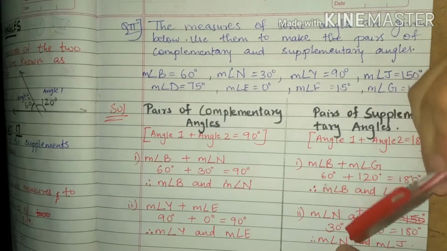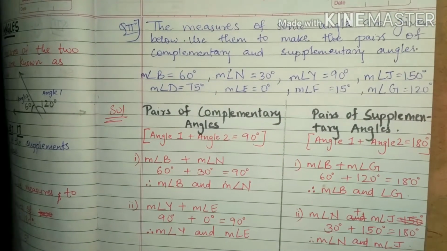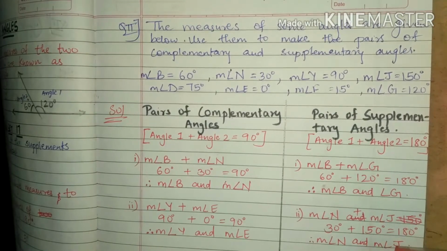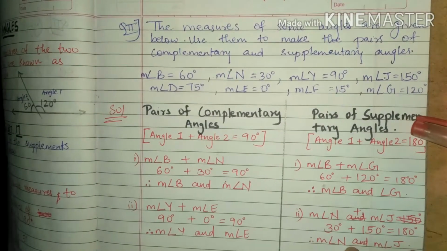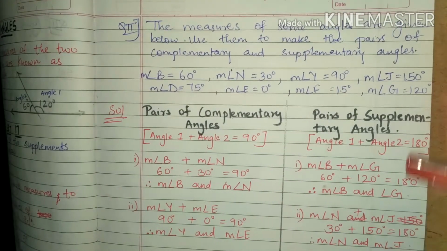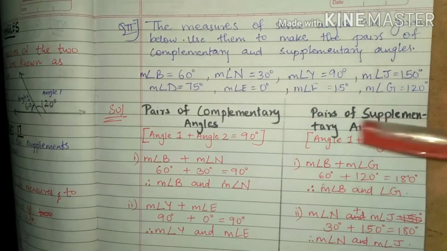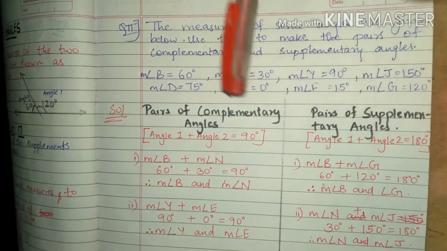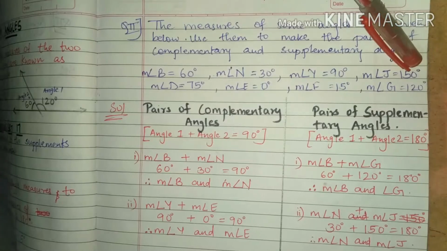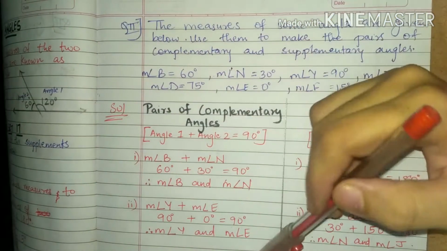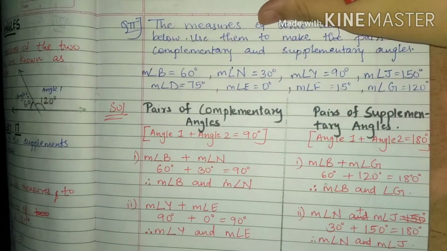So measure angle N and measure angle J, these two angles form a pair of supplementary angles. Measure angle N and measure angle J form a pair of supplementary angles. In this manner you have to find whether there are more pairs or not, for complementary also, for supplementary also. If you get more pairs, then you have to show them in this way only. Okay.